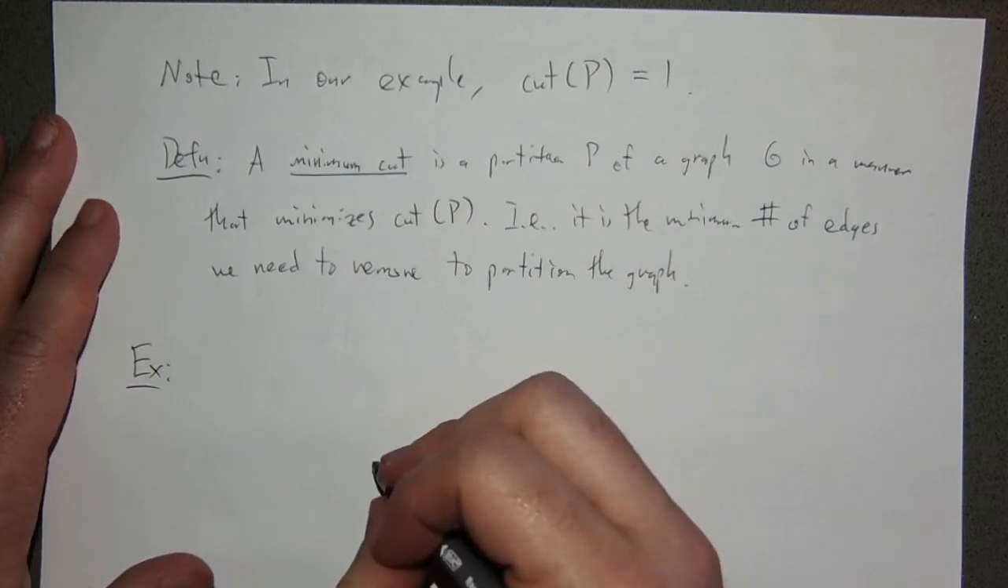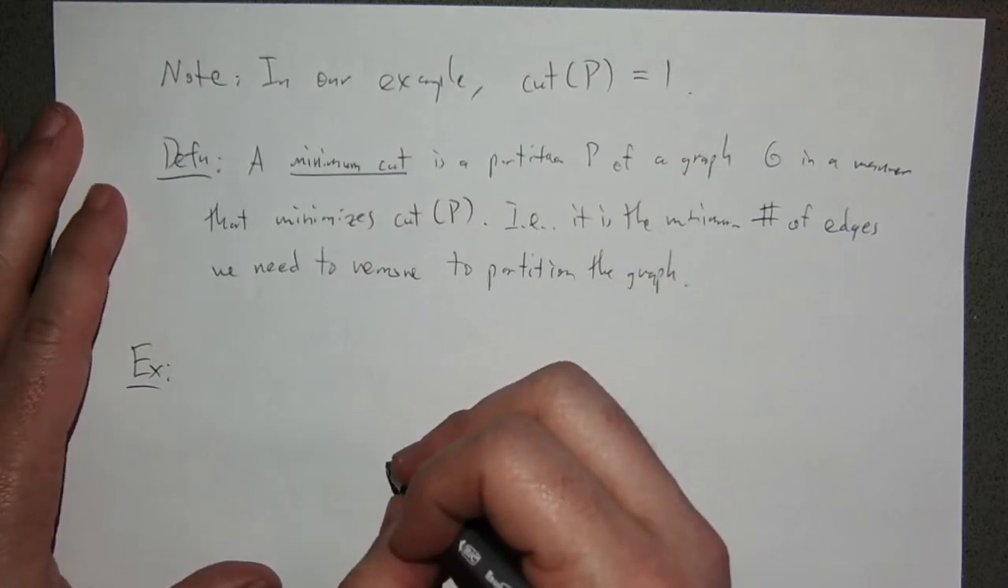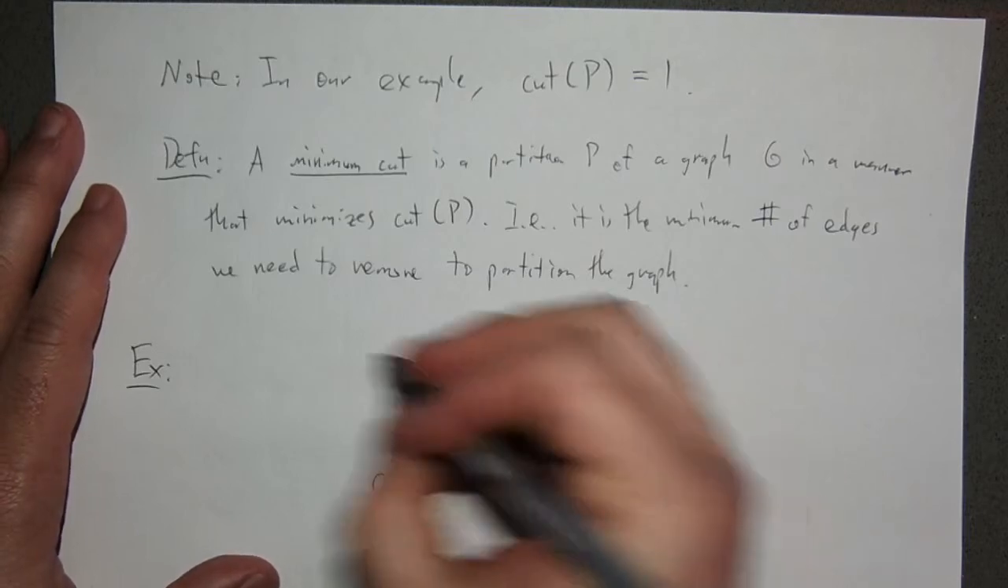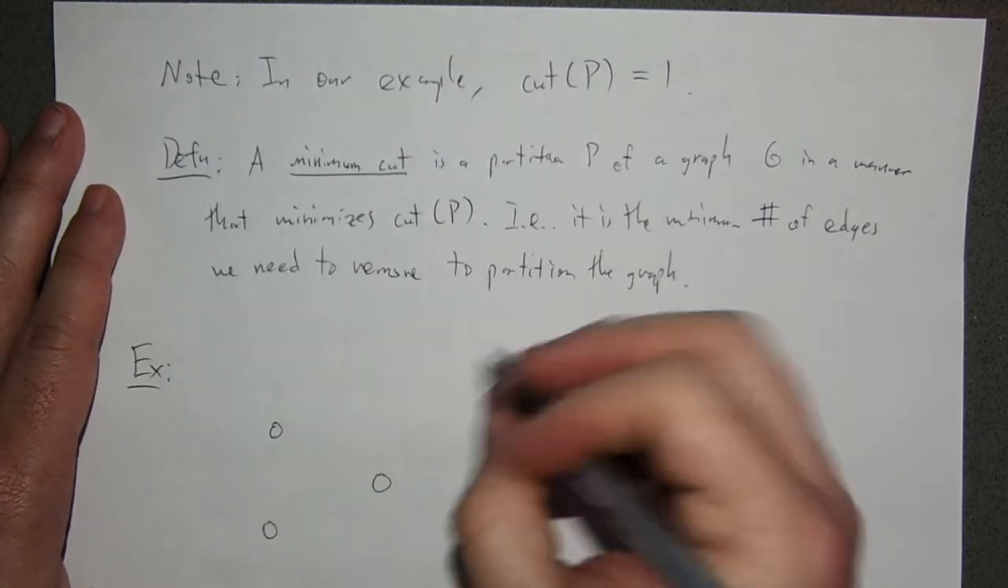I can't draw all of these because usually the graphs are too big. It would take me too long, but these are simple enough. So I have this modified bow tie.